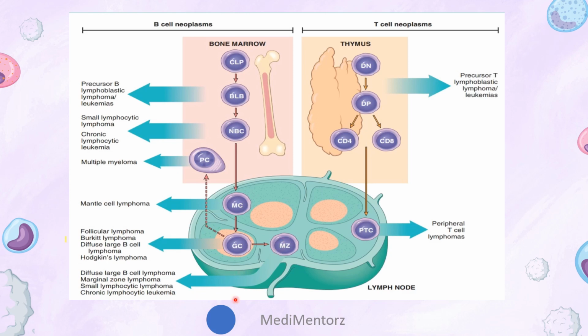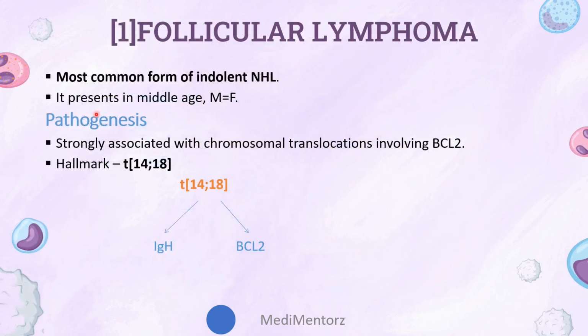Okay. From the marginal zone, we are getting diffuse large B-cell lymphoma, marginal zone lymphoma, which is self-explanatory, and sometimes SLL or CLL arise from the marginal zone. Okay. Moving on to the next one. I'm going to describe some 6 important topics here. The first one is follicular lymphoma.